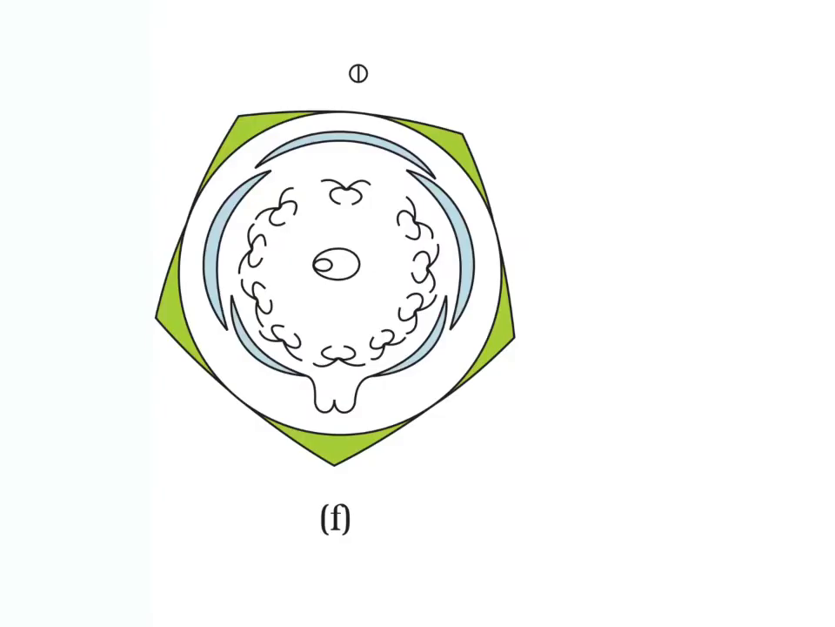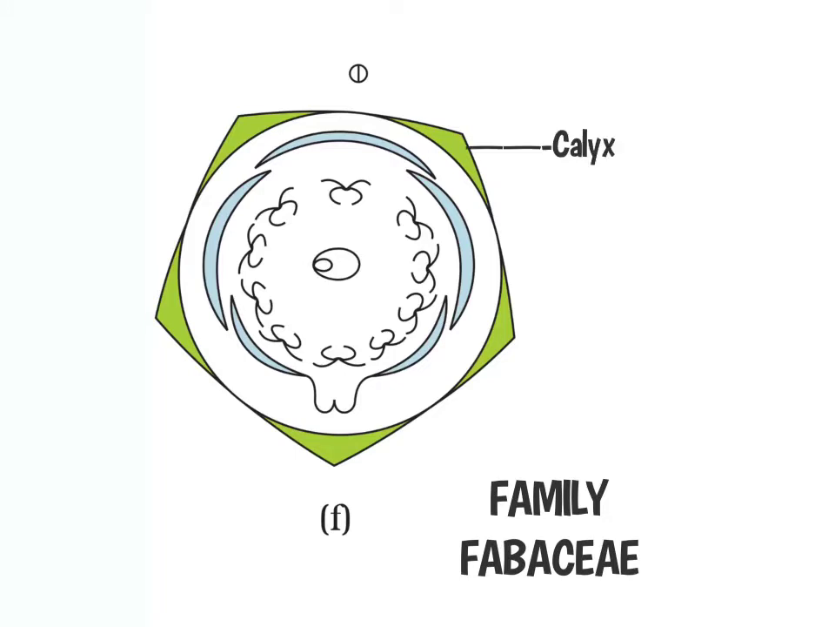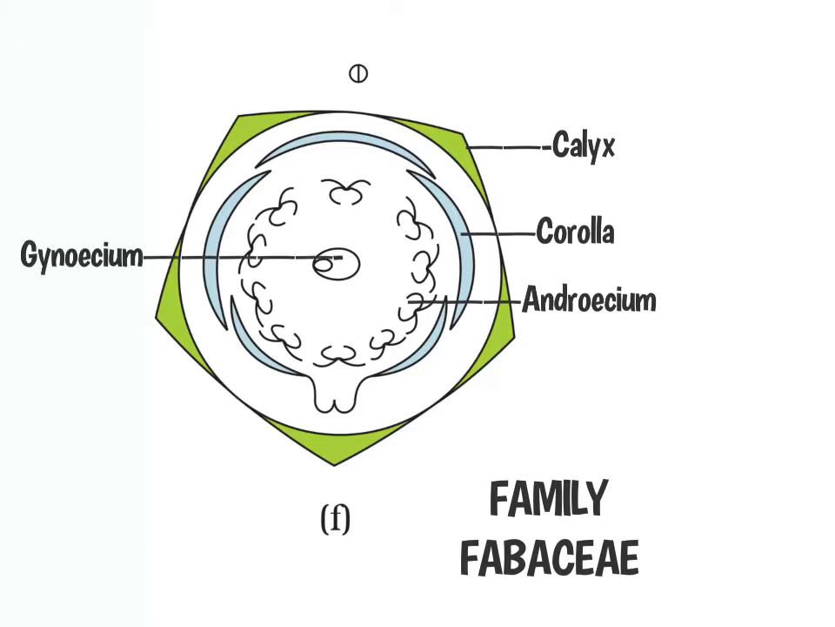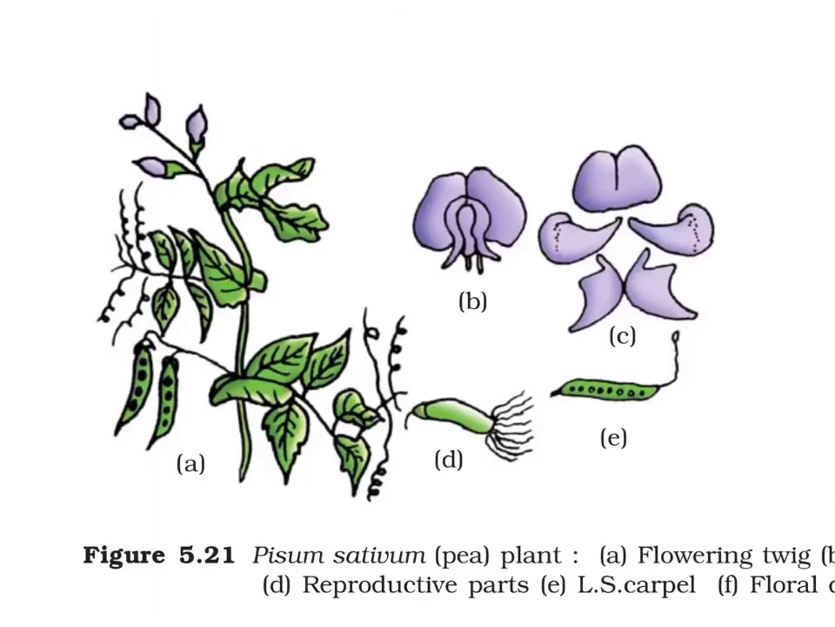Now this chart is showing the floral diagram regarding family Fabaceae, and this is actually for Pisum sativum. A clearer diagram I will show you in the next slide, but this diagram is given in our book. Now this diagram is showing the different parts and how the real plant looks. So these two pictures you have to identify.